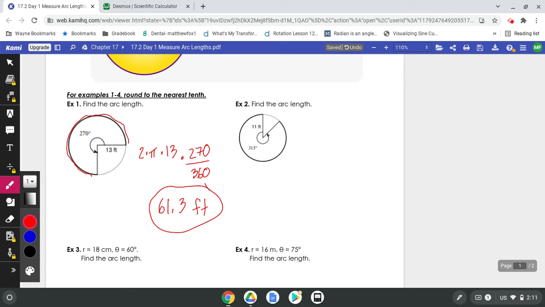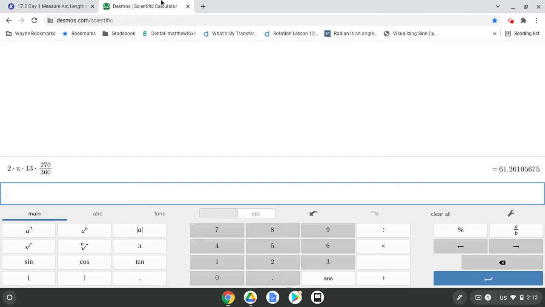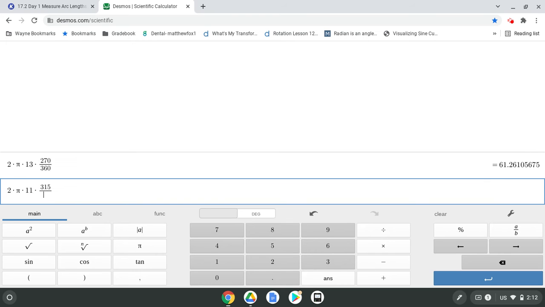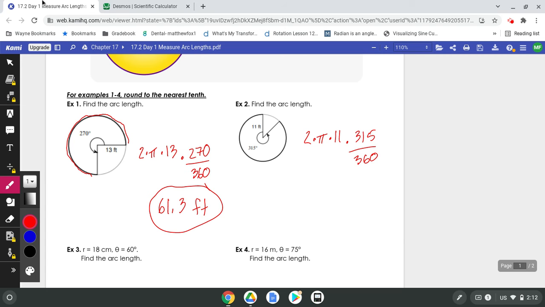Next one's the same approach. 2 times pi times 11 times 315 divided by 360. So we go here, 2 times pi times 11 times 315 divided by 360. 60.5 feet.